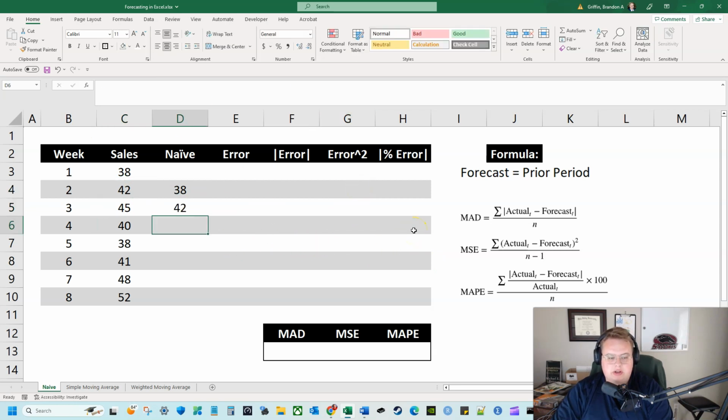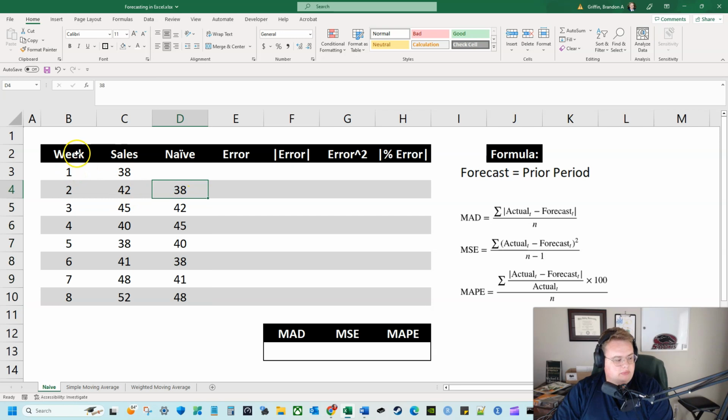In week 4, we're going to put in 45, which came from week 3, and so on and so forth. So 40 from week 4, 38 from week 5, and 41 from week 6. And lastly, we are going to end at 48 from the prior week. If we wanted to, we could drag this down and go to week 9, but I'm just going to leave it at week 8. So here we have 7 of these forecasting periods.